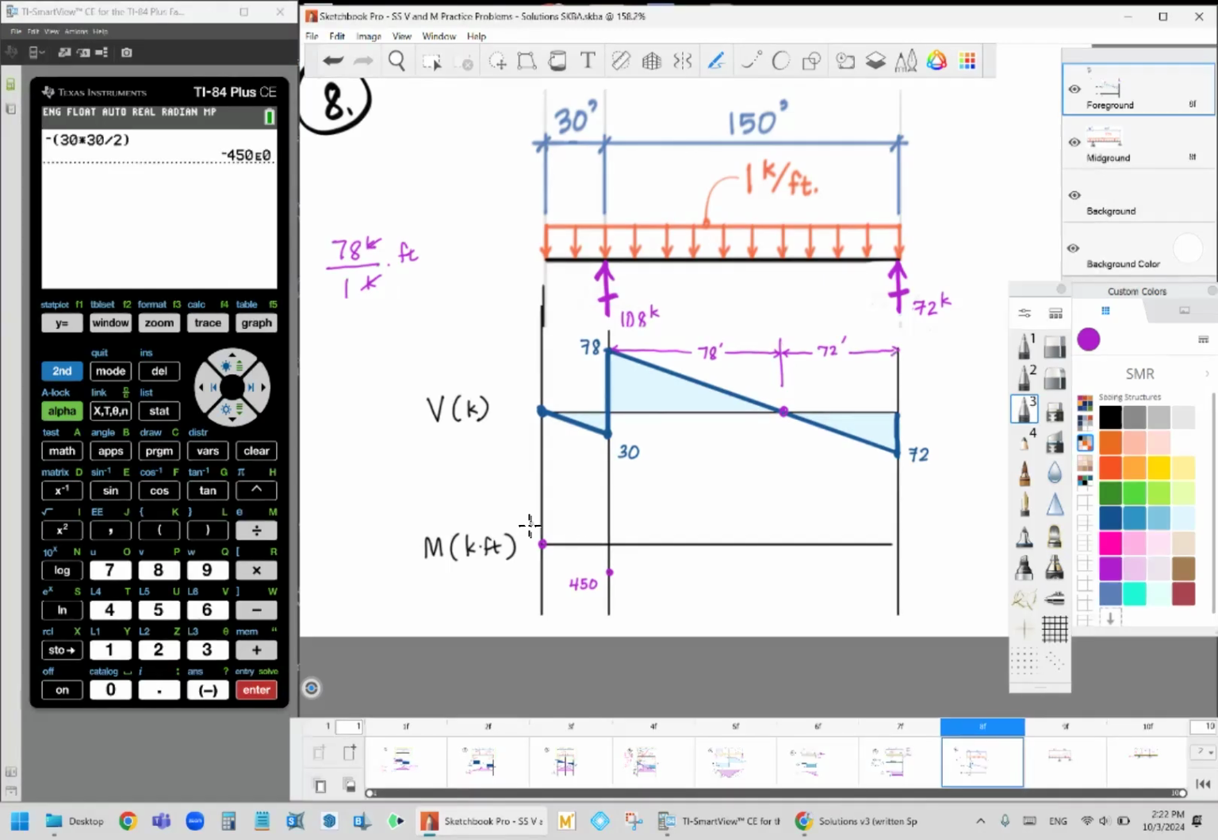So my calculator has got this negative 450. Let's add the positive area. So plus, open parentheses, 78 kips tall times 78 feet wide times 0.5 because it's a triangle, and hit enter. So we're up to 2592. Goodness. All right, so huge amount of positive moment here.